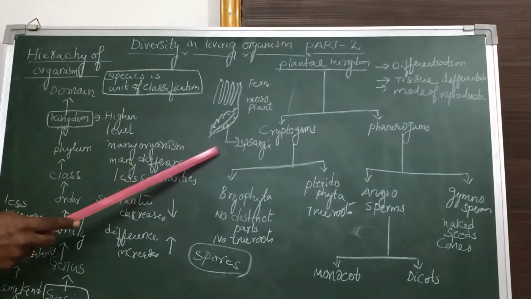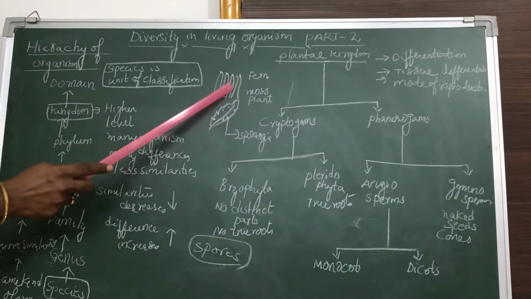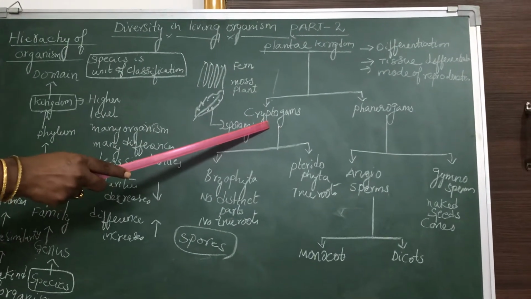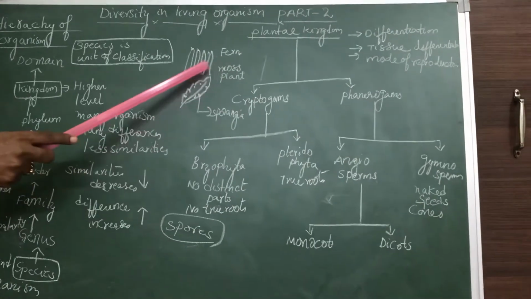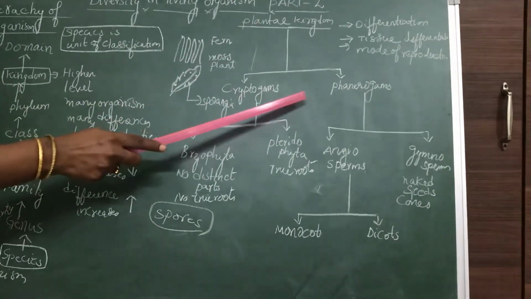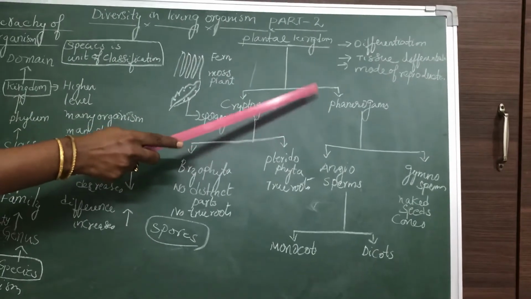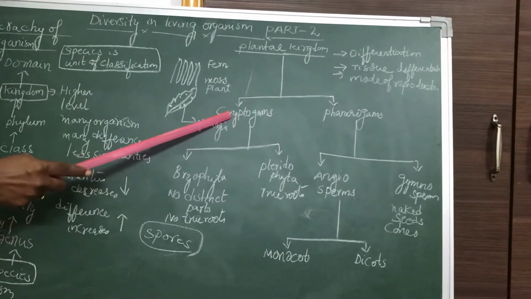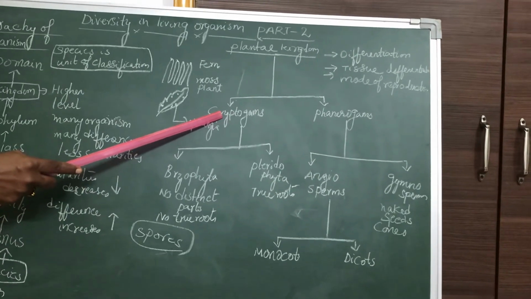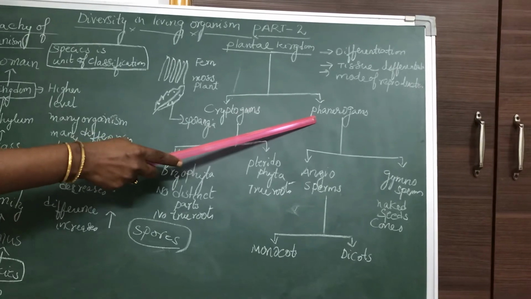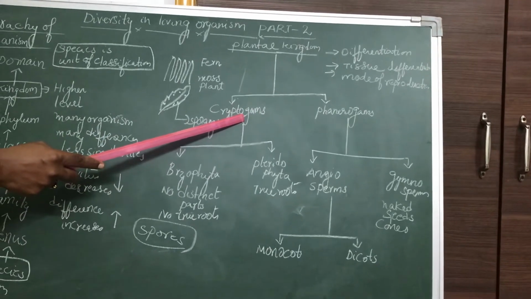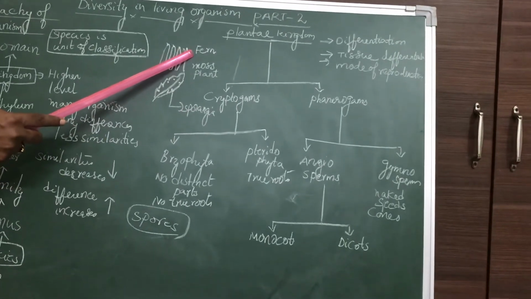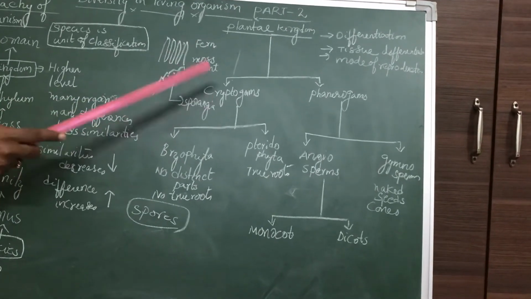All these plants which do not possess a true root system or leaves, which do not reproduce through flowers, we call them cryptogams. What do we call them? Cryptogams. Based on flowers, plants are divided into cryptogams and phanerogams. Cryptogams are called non-flowering plants, and phanerogams are called flowering plants. You have seen in nature some plants produce flowers, some plants do not produce flowers. Fern and moss plants are examples of cryptogams.